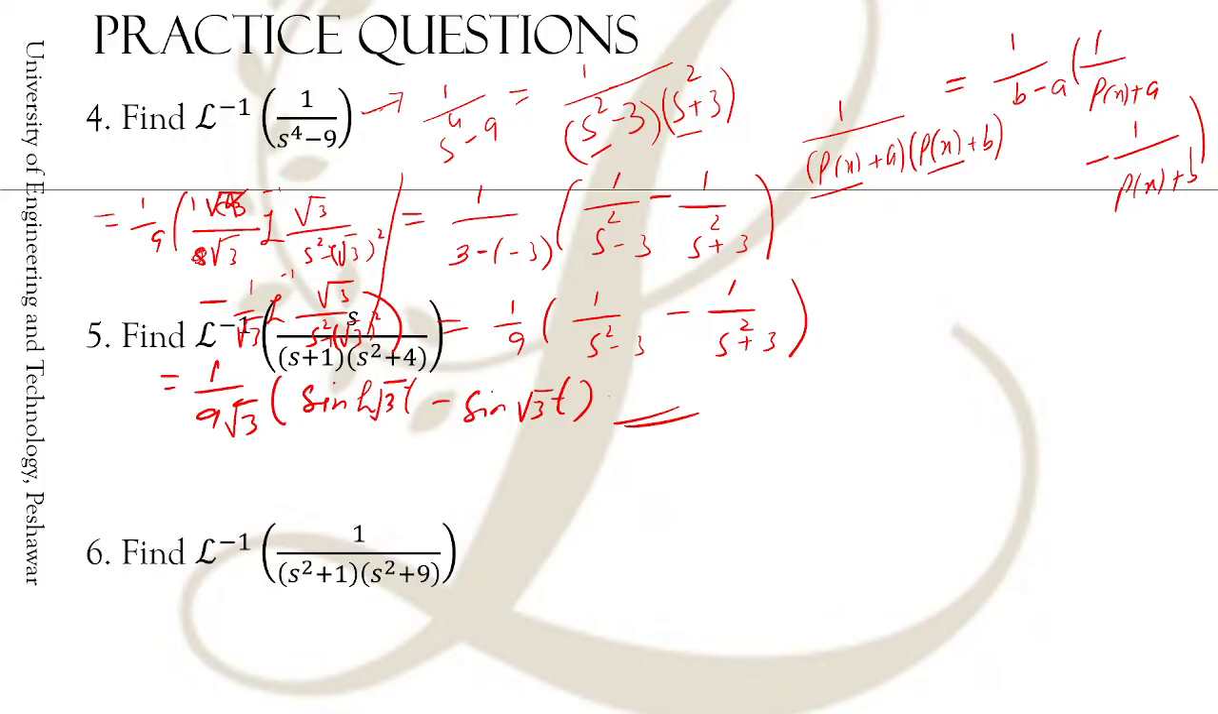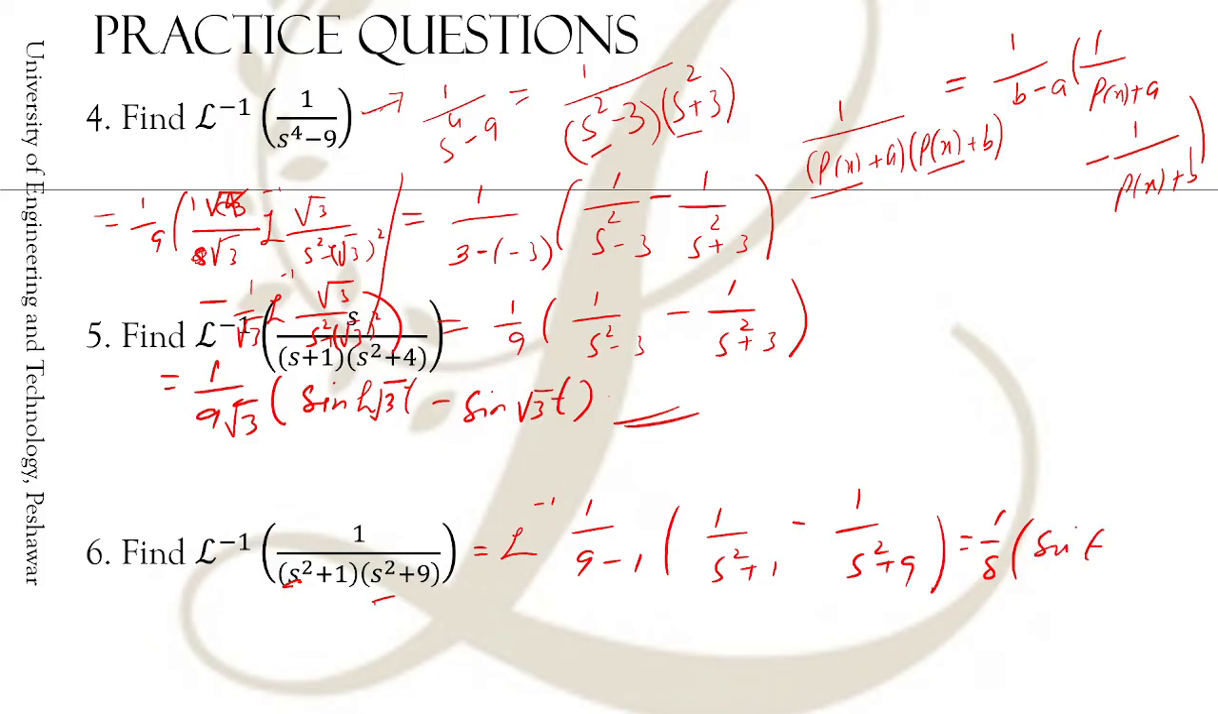Again, in this case, you see we are having same p of x, p of s here, s square or this one. So the partial fraction will be Laplace inverse 1/9 minus 1 into 1/s square plus 1 minus 1/s square plus 9. So we have 1/8. Laplace inverse, this is sine t, and in this case it will be minus 1/3 sine 3t.